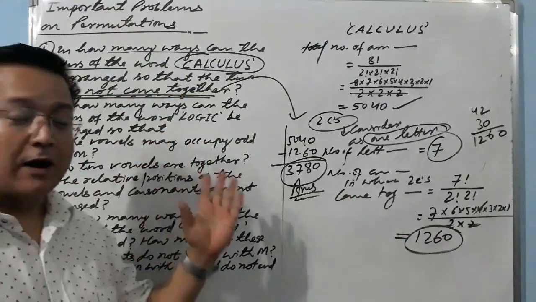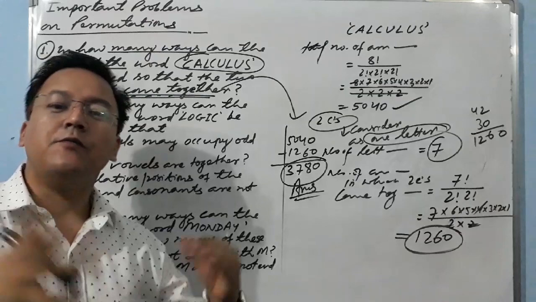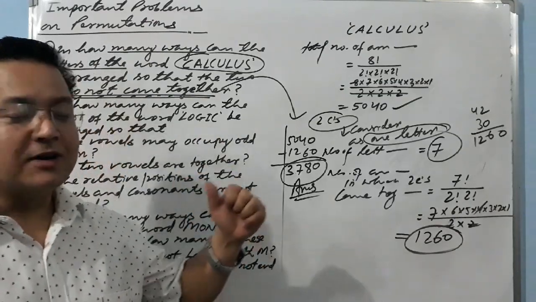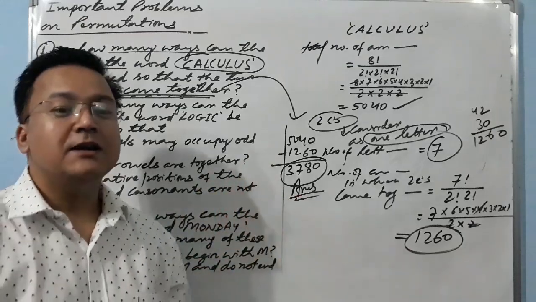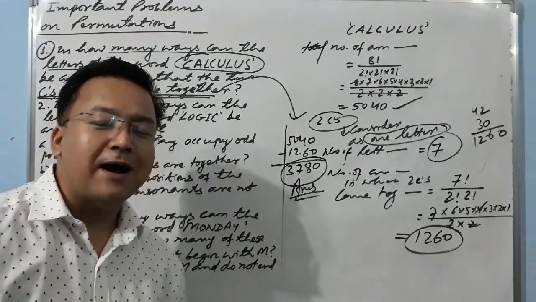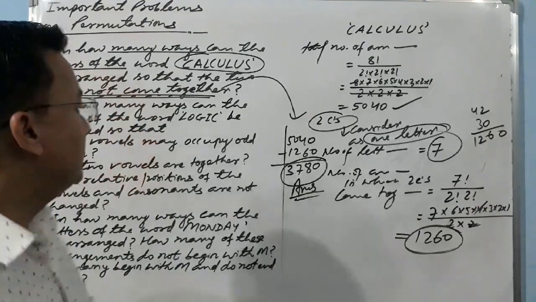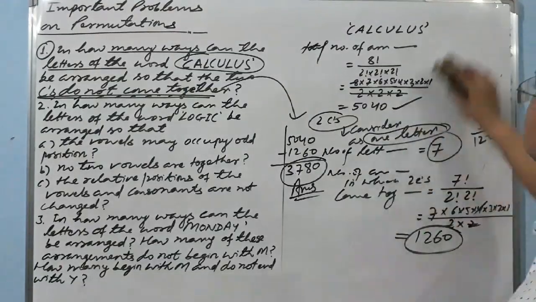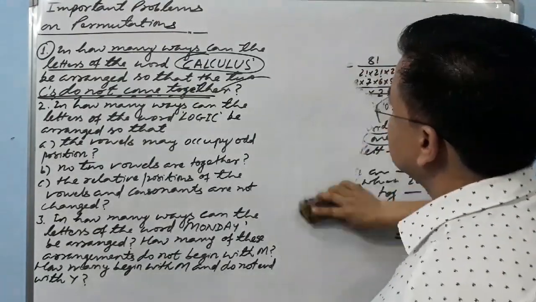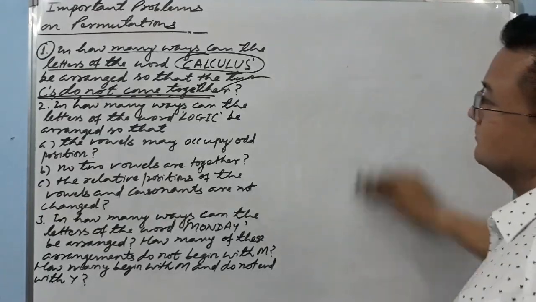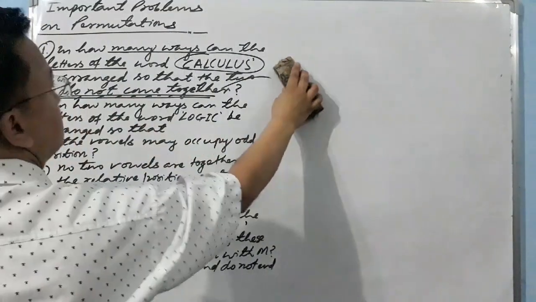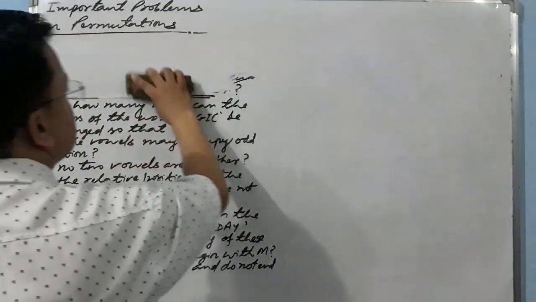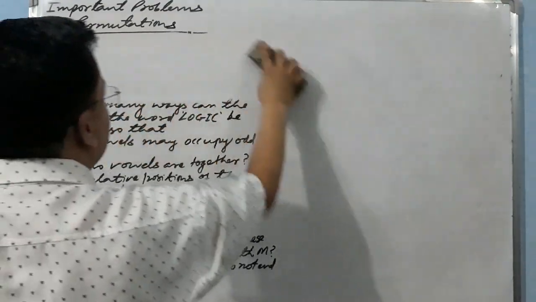So I think now you have no problem. You understood this question, how to find the arrangements. One of the important questions in permutations, so you can't ignore this question at any cost. If you ignore it, let me remind you, marks will ignore you. Okay, let's move into the next, very important question. So one is done, so I'm going to erase this question from the board.